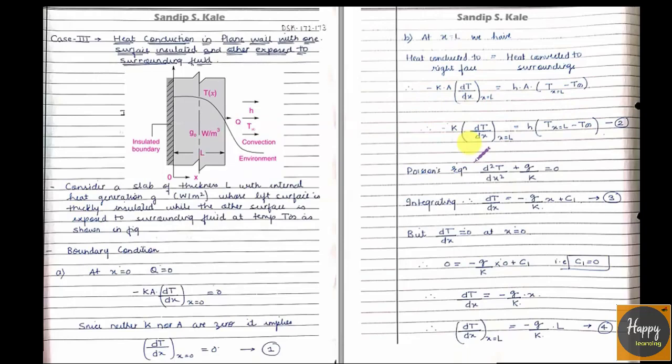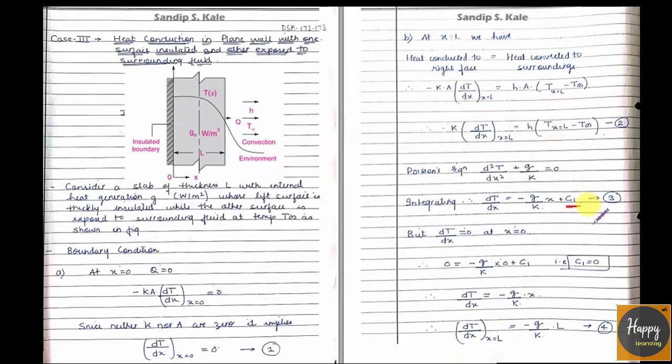Now we will see the Poisson's equation. The Poisson's equation is given by d square T by dx square plus g upon k, that is equal to 0. We have previously seen the Poisson's equation, right? Now we will do the integration of the Poisson's equation. Integrating the above equation, we get equation number 3, that is dT by dx is equal to minus g upon k, taking this g by k to the other side, into x plus C1. Our task is now to find the value of this C1.